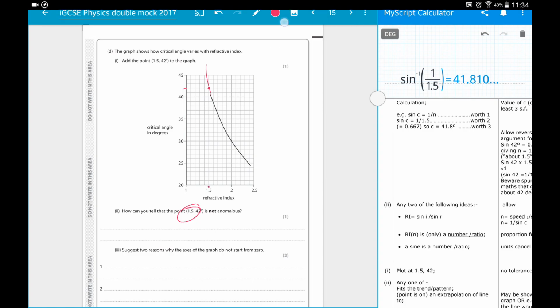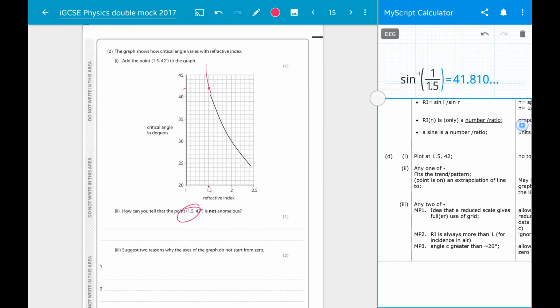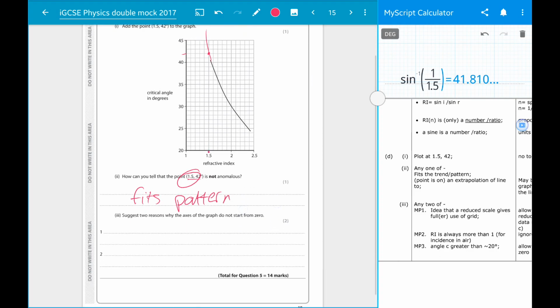I'm just going to pause it there. Hold on one second. Okay, picking up where we left off, this point fits the pattern. Whoops, why have I put an apostrophe in there? Fits the pattern. You can see that the graph carries on and it's not going to deviate by adding that point. So that will get you the mark.